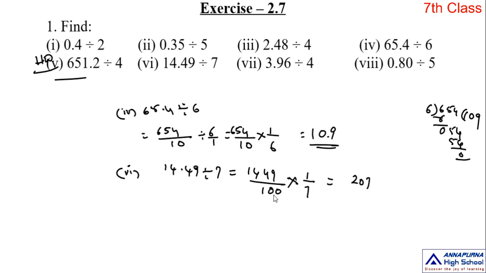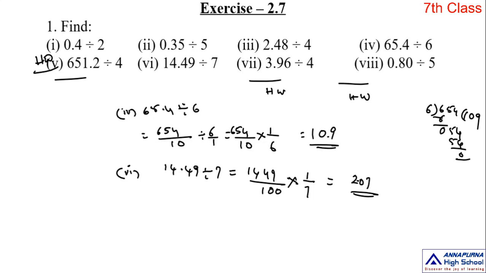So 207 by 100. Here, how many digits are there? The point is after 2 digits. This is the decimal point, and to the right of the decimal point, 2 digits are there. Now you make the similar placement of the decimal point here: count 2 digits from the right, 1, 2, put the point. 2.07. These two are also the same as the previous one. Therefore, this is homework and this is also homework.